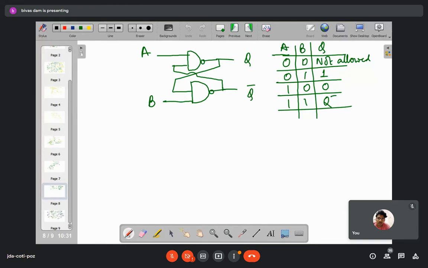Your logic got a bit muddled. What is the loop? If I consider this as the starting point, from here it is coming here, from there it is coming here, from here it is coming here, and then finally it is coming to the same input side. So this is the feedback path for A, for the signal which is starting at A. For the signal that is starting at B, this is the path.